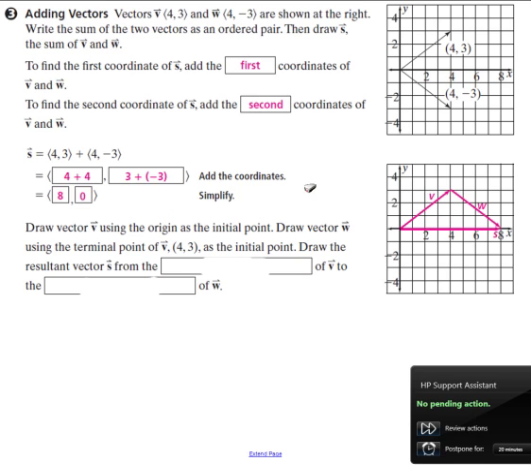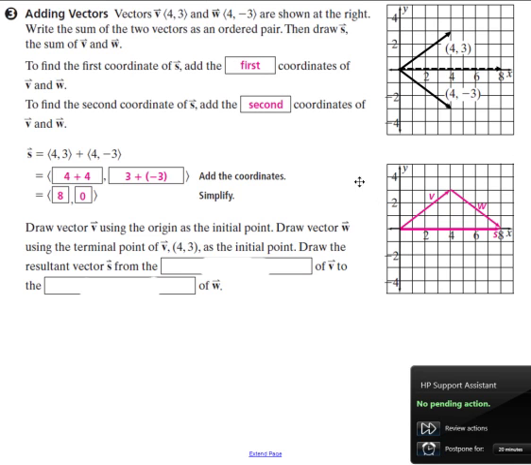Now if we're going to draw these, typically we'll start at the origin, right? So the first one would be 4, 3. We already have that here. The second one would be 4, negative 3. That one goes down. And then the value that we found for this was 8, 0. So I'm going to draw this as a dashed line, but that would be just a horizontal line along the x-axis going out to 8.